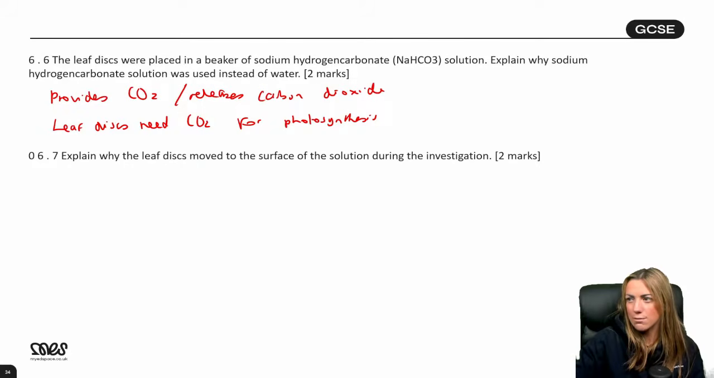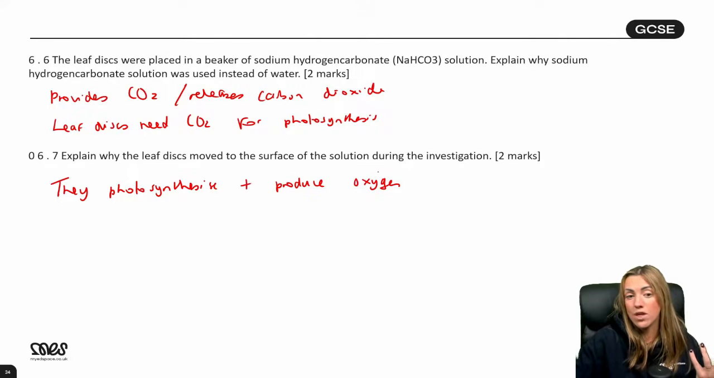Explain why the leaf discs moved to the surface. I think I just got ahead of myself. I think I kind of explained that in the last one. But why would the leaf discs float up? So they photosynthesize and produce oxygen, which we know, we did the word equation right at the start of this question. We know photosynthesis produces oxygen. So they're using water, they're using carbon dioxide produced by the sodium hydrogen carbonate. They're absorbing the light energy from the lamp, the different colours of light, and they will produce oxygen.